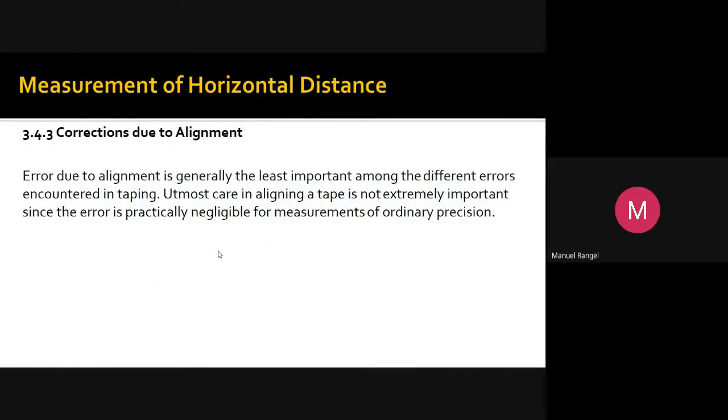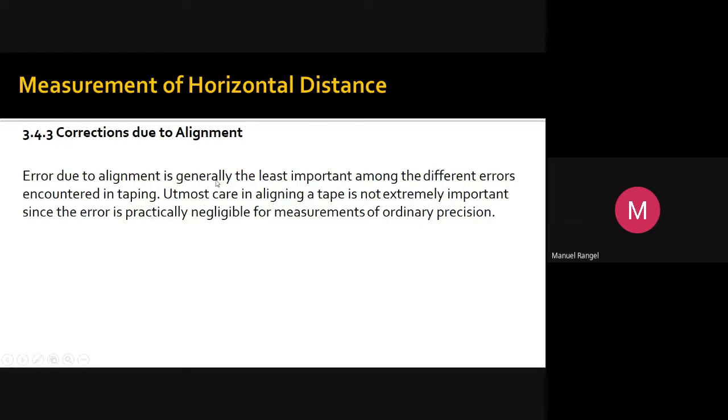Okay. Next, we have the corrections due to alignment. Usually, error due to alignment is the least important among the different errors, so it is almost negligible. It is no longer considered during taping. Aligning a tape is not extremely important since the error is practically negligible for measurements of ordinary precision. So there is no need to look for the corrections due to alignment.